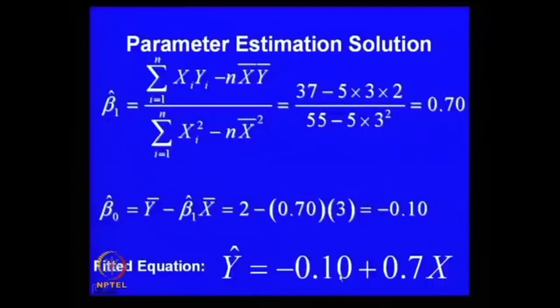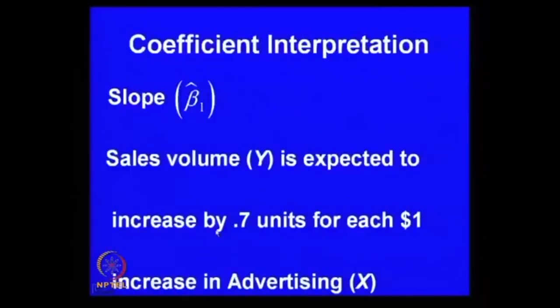Well, so the fitted equation is y hat equal to minus 0.1 plus 0.7 into x. So, this is the fitted equation for the given observations. Now, what is the interpretation of this regression coefficient beta 1? It says that the expected value of the response variable, or expected sales amount, is increased by 0.7 units for each $1 increase in advertising.